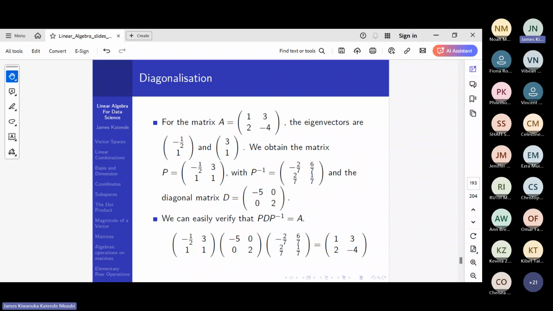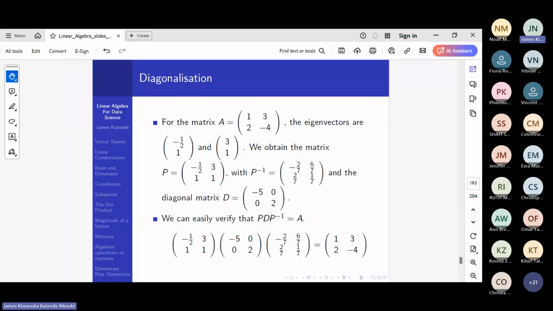And we can get the diagonal matrix D, which is this matrix where the diagonal just consists of the eigenvalues. Now the order of the eigenvalues is important. The first eigenvalue you put here must correspond to the first eigenvector in your list, and the second eigenvalue here must correspond to the second eigenvector. Now, if you change the order of these eigenvectors, then you have to change the order of the eigenvalues as well in this diagonal matrix.